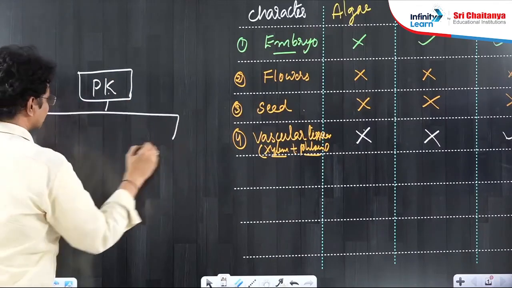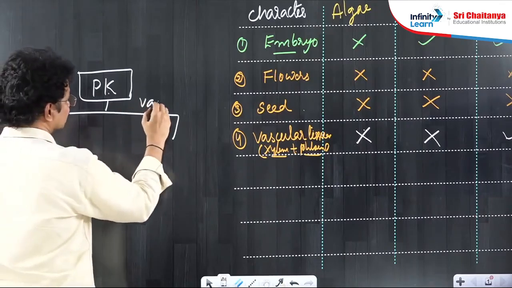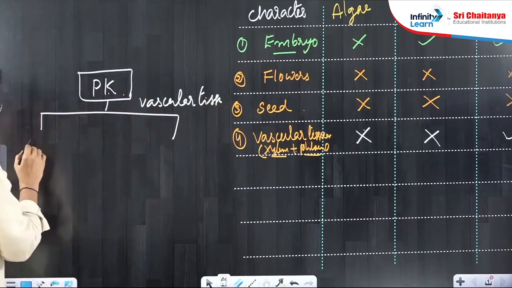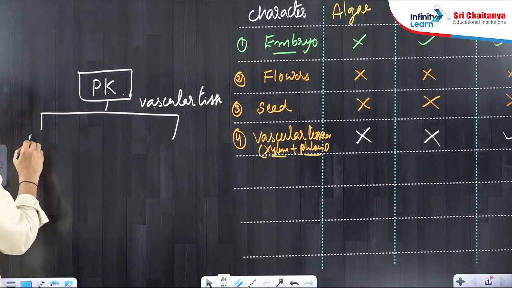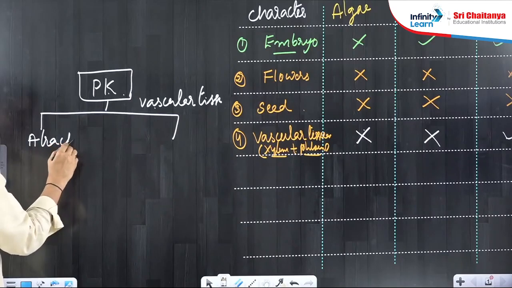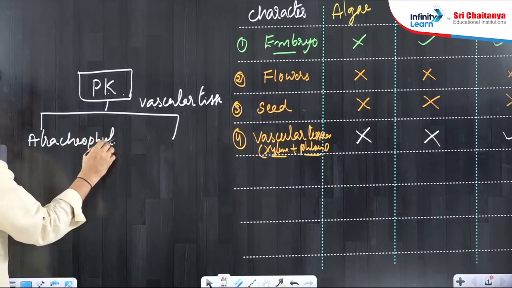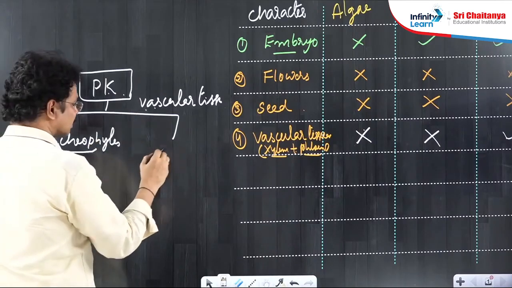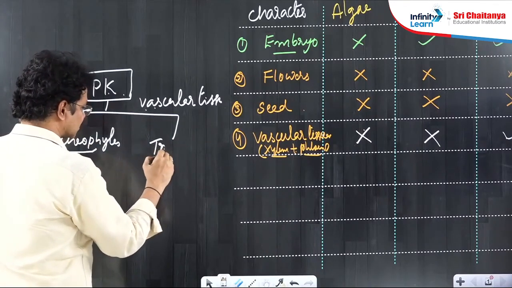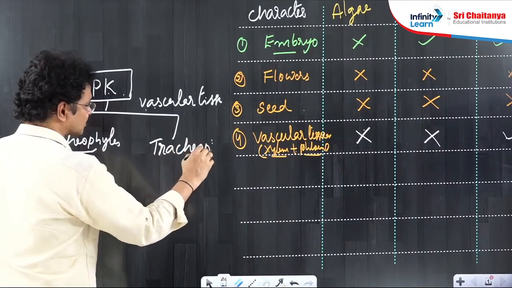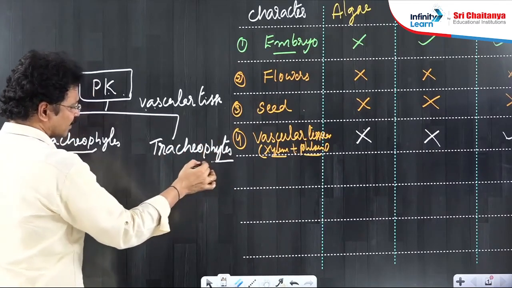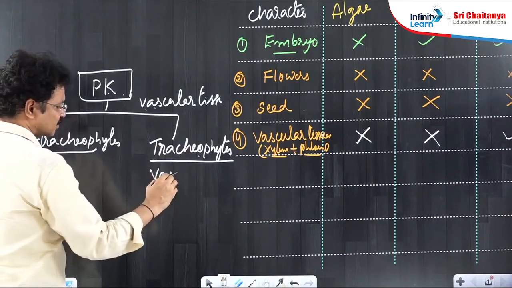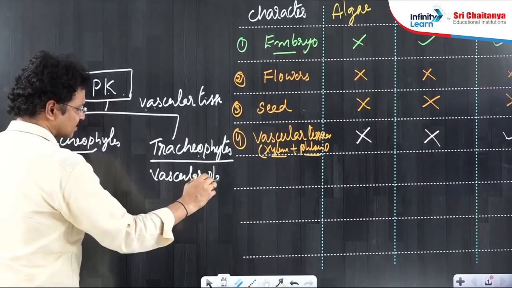Based on presence and absence of vascular tissues, all the members of the plant kingdom are divided into two groups. Vascular tissue absent in atracheophytes. Atracheophytes: A means absence of tracheas, meaning vascular tissues. Whereas in other groups vascular tissues are there, and such are called tracheophytes. Another name for vascular plants is tracheophytes. What are tracheophytes? Vascular plants.